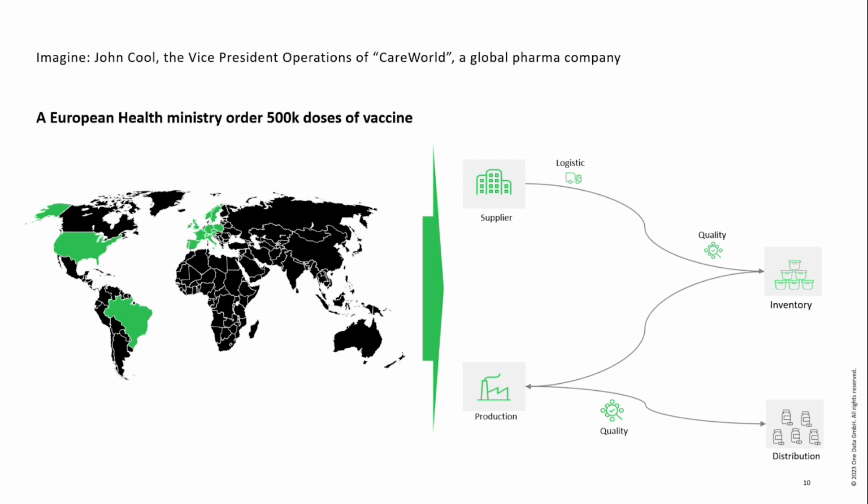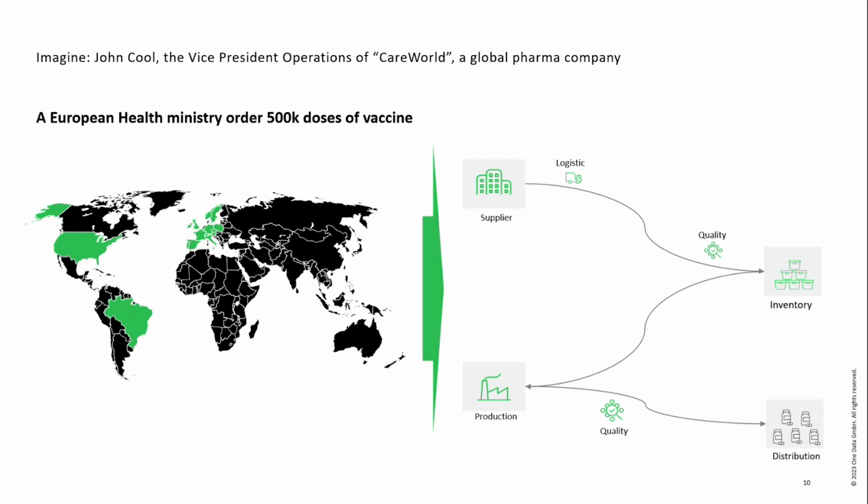Imagine John Kuhl, the Vice President of Operations of CareWorld, a globally operating pharma company. John gets a call from a European Health Ministry that orders 500,000 doses of influenza vaccine for the next expected flu wave, 6 months in advance, to start the already scheduled vaccination campaign in several countries. Now the customer calls John to guarantee a specific quantity of products at a specific time.